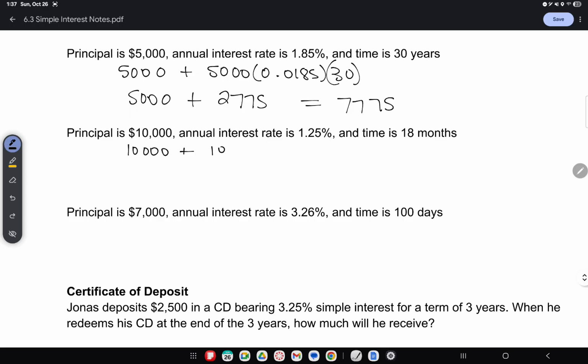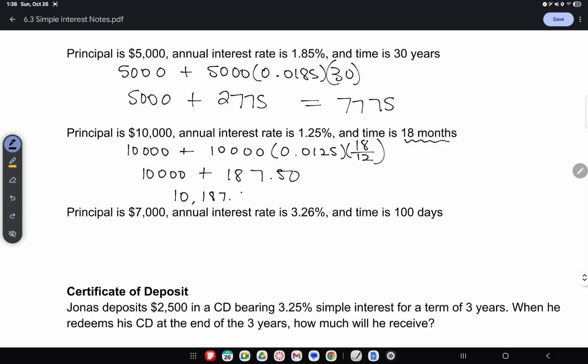So we have 10,000 plus our interest, so 10,000 times 0.0125 for 18 months. So 18 out of 12. Let's plug that in a calculator. And I get the interest is $187.50 for a grand total of $10,187.50.